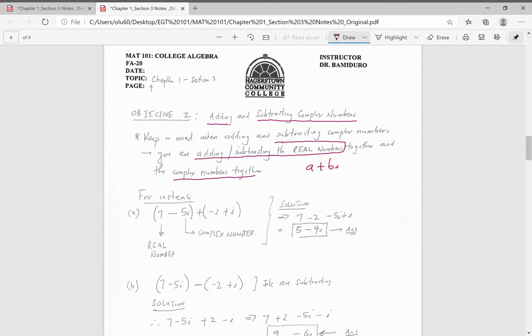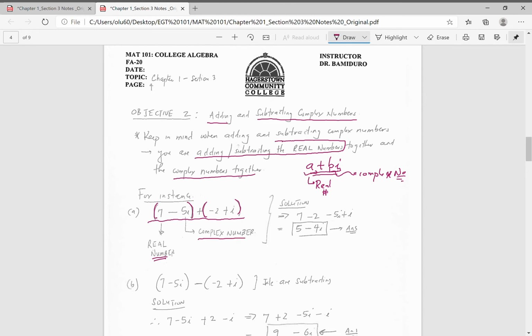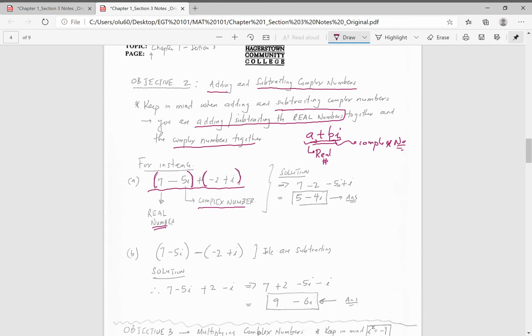a plus bi, this is the form. The a is the real number, and the bi is a complex number. Okay? So for instance, you have this expression here. You want to add these two expressions up. Again, the 7 without the i is a real number, and the 5i is a complex number. Okay. So in this case, we're just adding the real numbers together and the complex numbers.